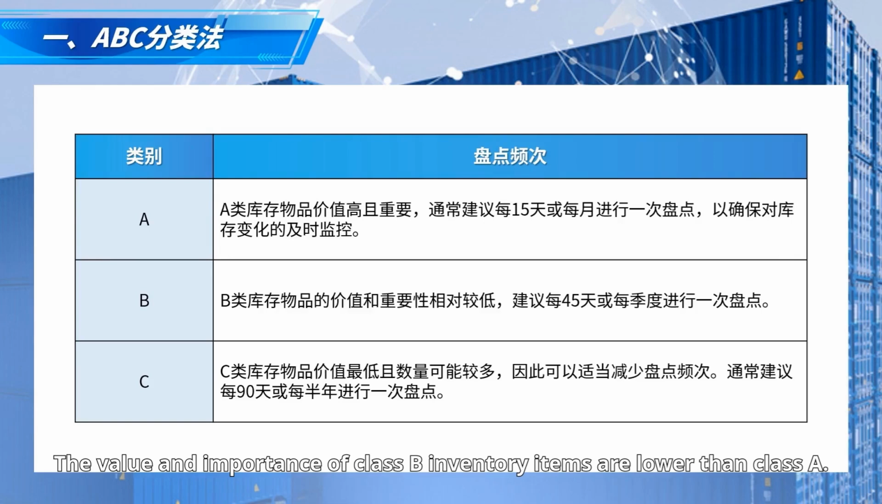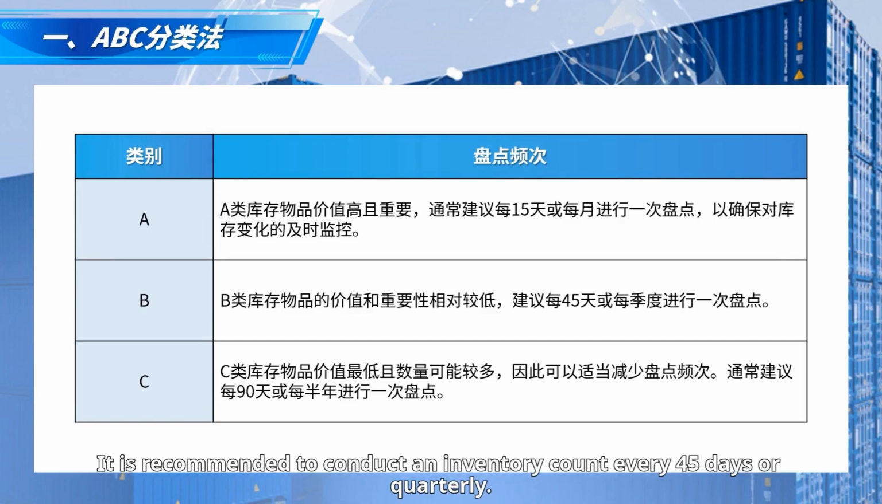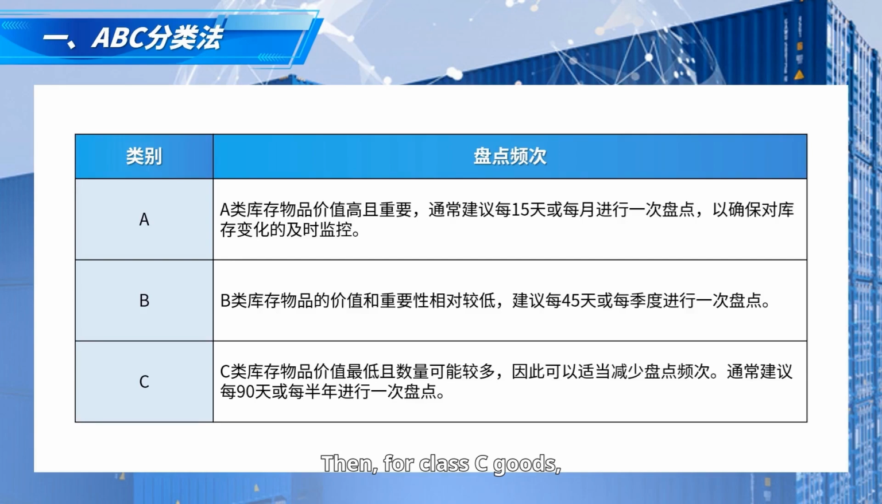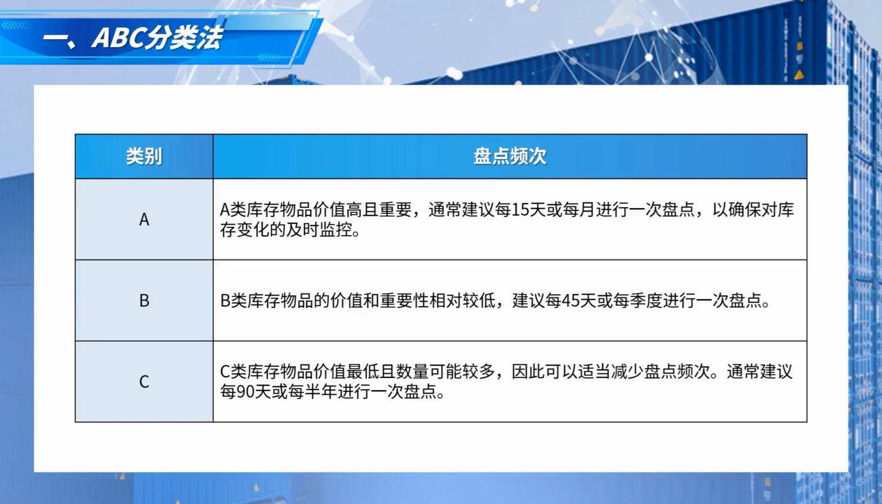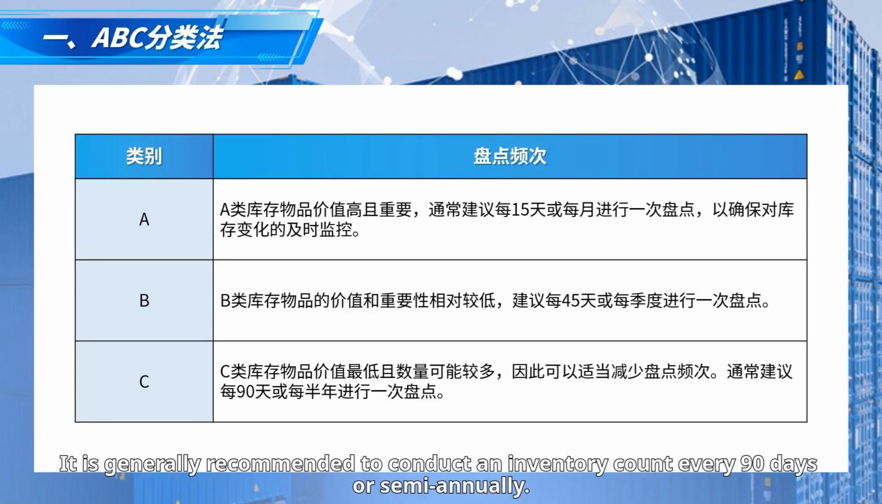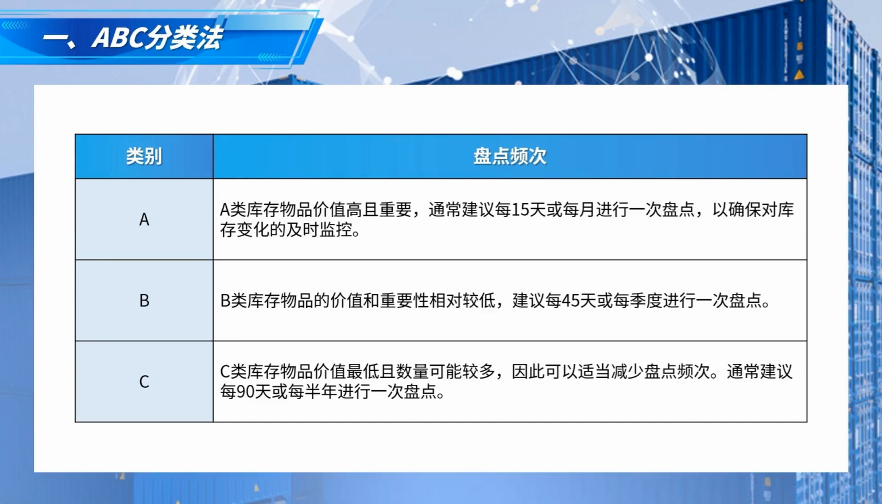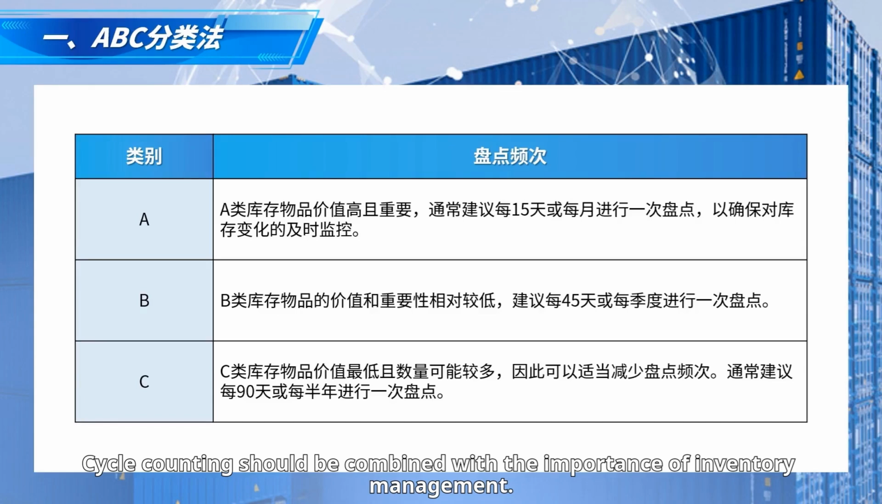The value and importance of Class B inventory items are lower than Class A. It is recommended to conduct an inventory count every 45 days or quarterly. Then, for Class C goods, their value is the lowest, and the quantity is larger. Therefore, the inventory frequency can be appropriately reduced. It is generally recommended to conduct an inventory count every 90 days or semi-annually. Therefore, cycle counting should be combined with the importance of inventory management.